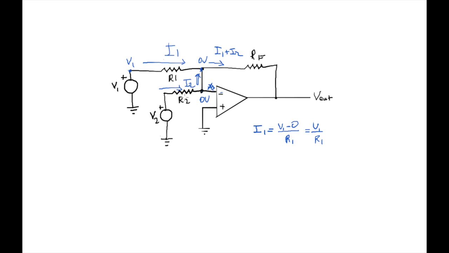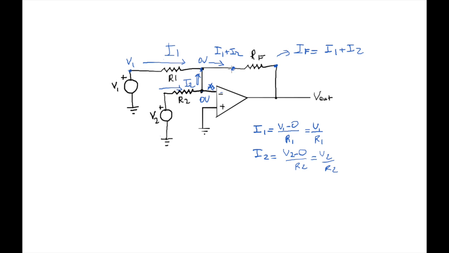Similarly, if I look at R2, I see that it is connected across a voltage difference between V2 and 0 volts. So the current that's flowing through the second resistor is V2 minus 0 over R2, so it's going to be V2 over R2. Okay, how about the current that is flowing over RF? I can call this current IF, and I know that it is the summation of I1 plus I2. But this current is also determined by the voltage difference across the resistor.